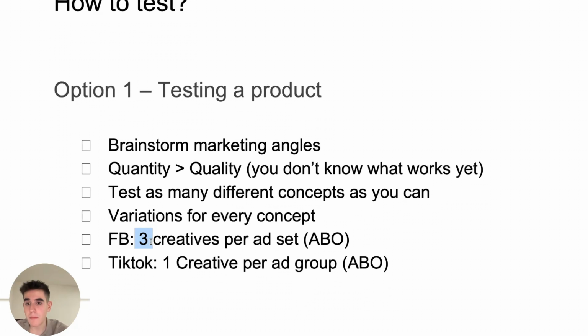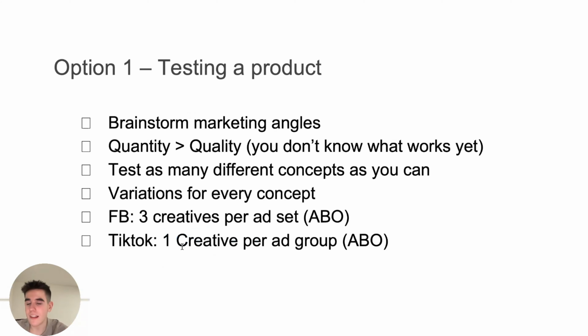Basically on Facebook, I put 3 creatives in one ad set, always ABO, and on TikTok ABO as well, with just 1 creative per ad group. On TikTok, I would absolutely recommend you turn on smart creative ads, which allows you to put 5 lines of text in there. It's just what I like to do. However, your lines of text are not going to make or break your ad, obviously.